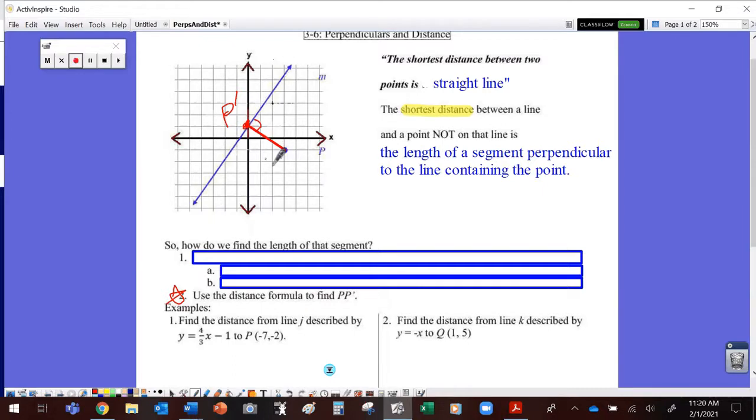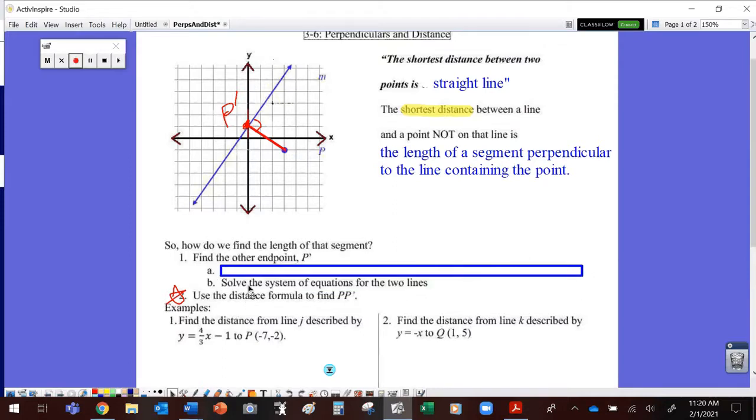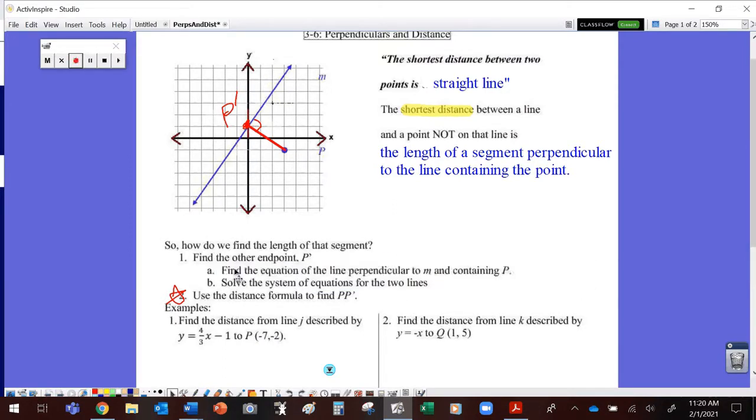We're going to use the distance formula to find the length of this segment. Well, if I'm going to find the length of this segment, I have the coordinates for P. I need the coordinates for P prime. So I need to find that endpoint. Now, how can we do that? Well, I want to find where this segment intersects this line. So what I need to do is solve a system of equations for this segment and this line that we were originally given. But before I can do that, I need to find the equation for that line.